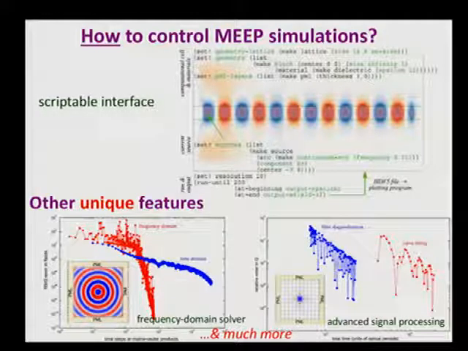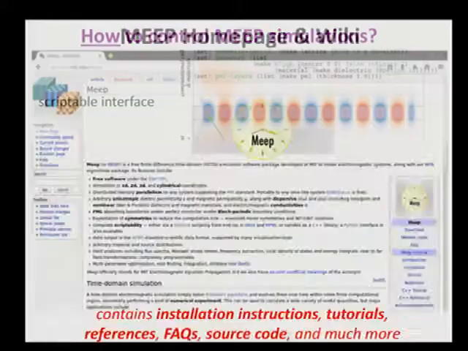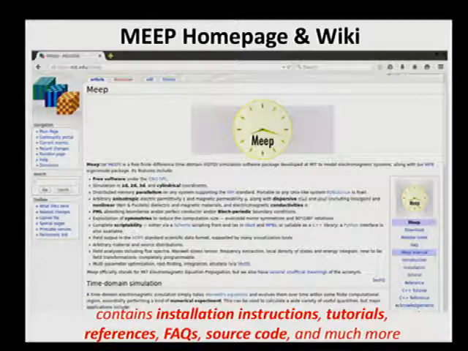One of the unique features of MEEP is that it is controlled using a scriptable interface, which enables things like parameter sweeps for geometric optimization. MEEP has a number of other unique features, including a frequency domain solver, even though it is a time domain tool, as well as some advanced signal processing that can be used to reduce the size of problems in important cases. MEEP's homepage provides extensive documentation into its features, tutorials that document different examples, installation instructions, as well as a place to download the source code, which I encourage you to check out at some point.